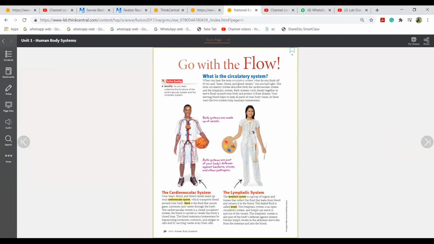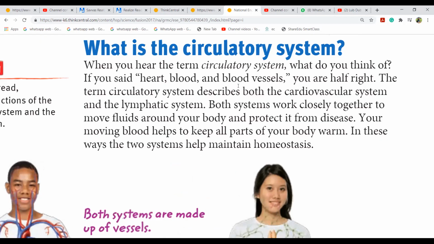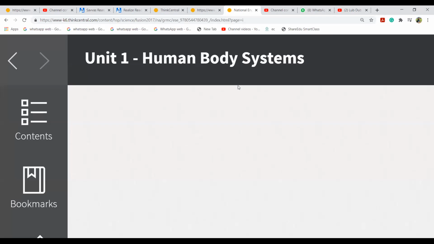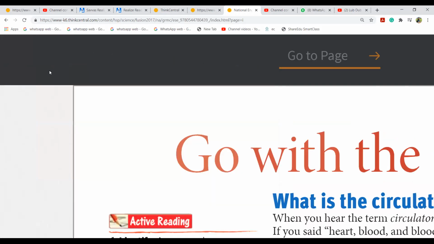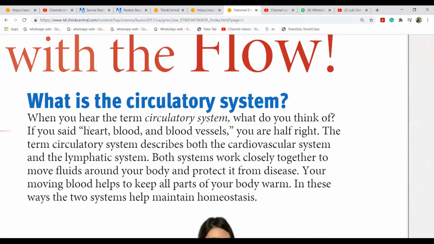Okay. Now, what is actually the circulatory system? When you hear the term circulatory system, what do you think of? If you said heart, blood, and blood vessels, you are half right. When I say circulatory system, the first thing that comes to your mind is your blood going circular, going and coming, going and coming. So what are the things that are involved? Your heart is working, the blood plays a major role, and blood vessels. You're half right. The term circulatory system describes both the cardiovascular and the lymphatic system.